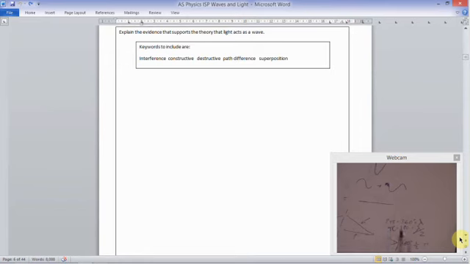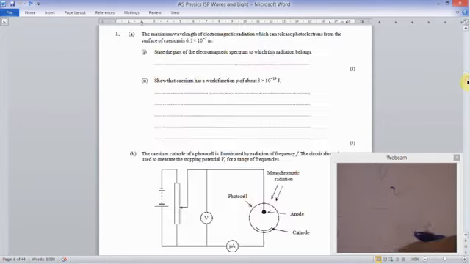So remember, you're after an odd number of half wavelengths if it's going to be out of phase and give destructive interference, and an even number of half wavelengths, or in other words, a whole number of wavelengths, for it to be constructive interference. That's the explaining done. Let's get stuck into these questions.